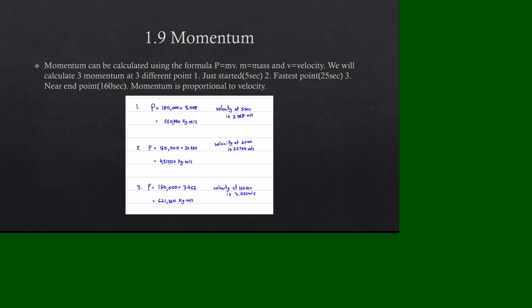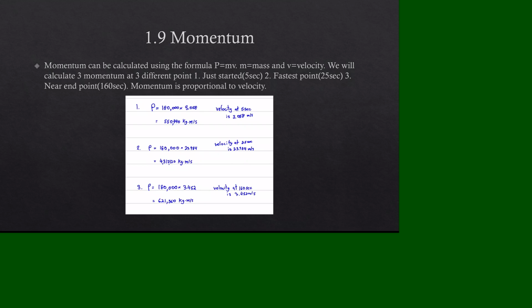1.9 Momentum. Momentum can be calculated using the formula P equals mv. M stands for mass and v stands for velocity. We will calculate three momentums at three different points: 1. When the train just started. 2. The fastest point. And 3. Nearing its end. Momentum is proportional to velocity, meaning as velocity increases or decreases, momentum also increases or decreases.